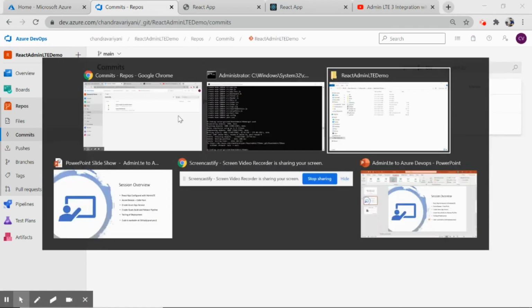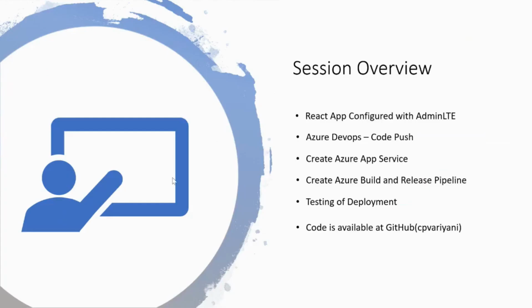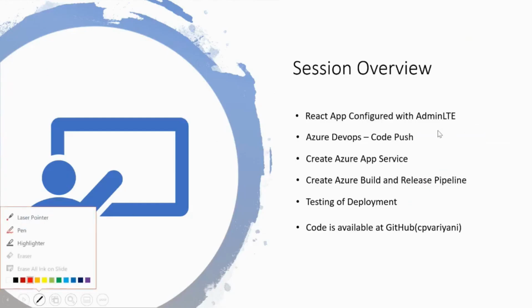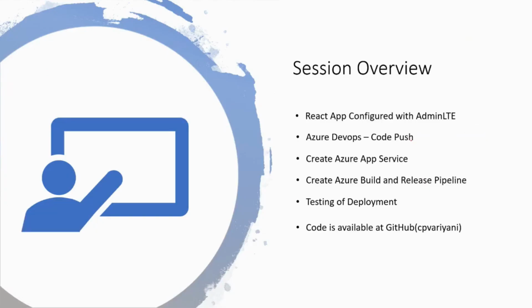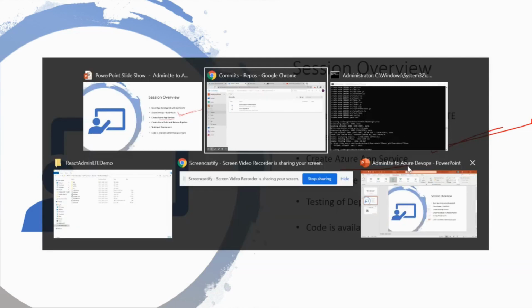So let's come back here and let's take this one. Yeah, that one. We have successfully pushed our code to Azure DevOps. Next, we have to create Azure App Service.